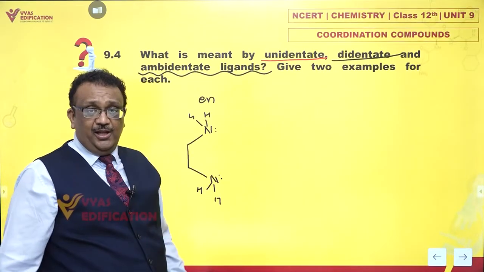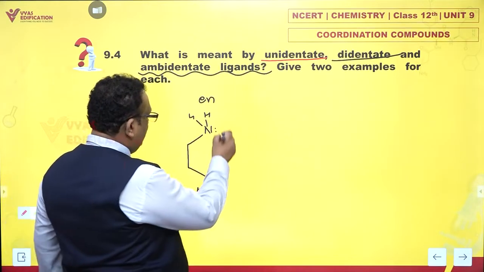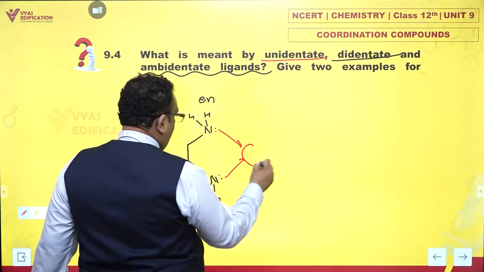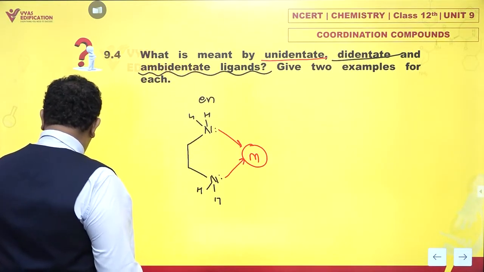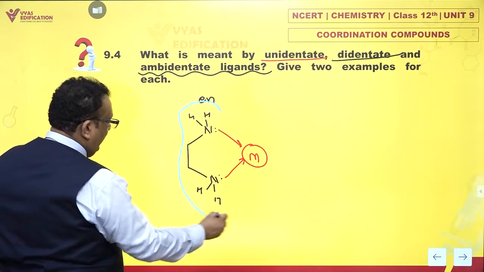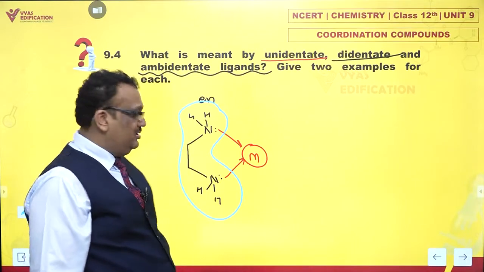Is it a bidentate ligand? Very much. Why? Look at the way it donates lone pairs. 1 and 2. And both are donated to the same metal atom. Is this a bidentate ligand? Indeed. This is a bidentate ligand, ethylene diamine as people lovingly call it.